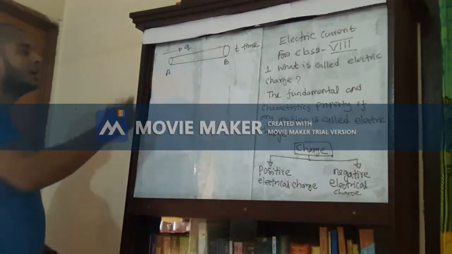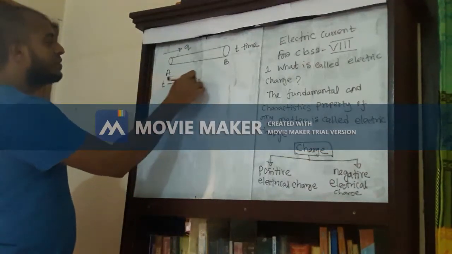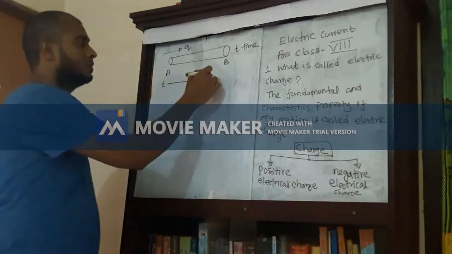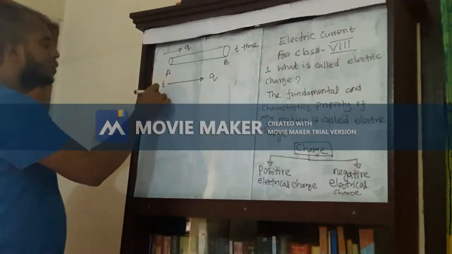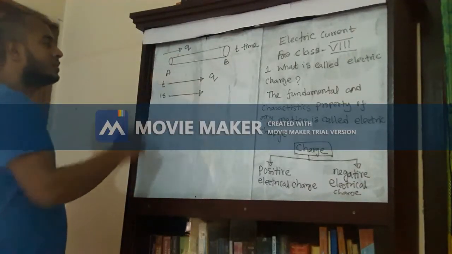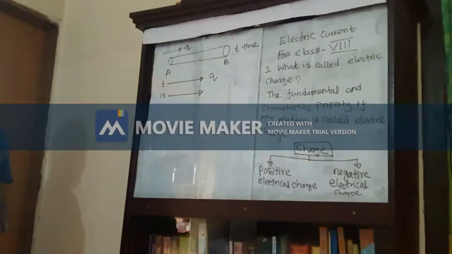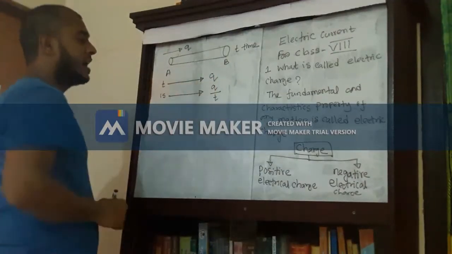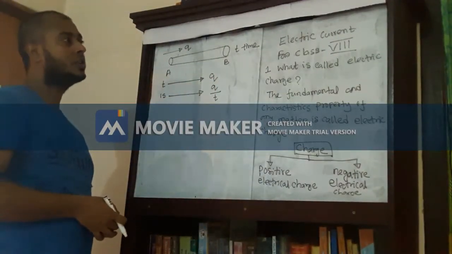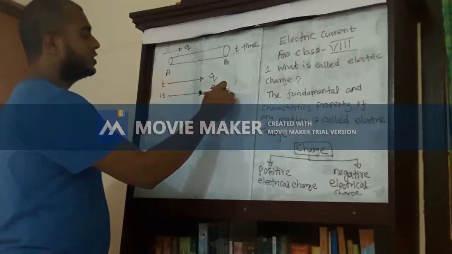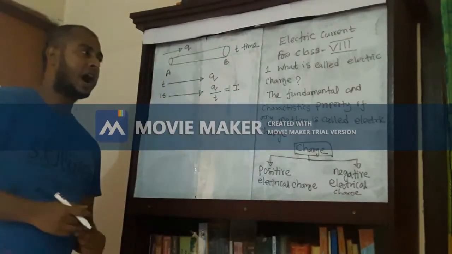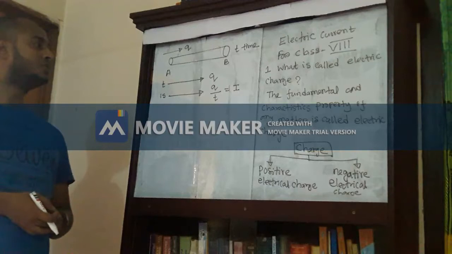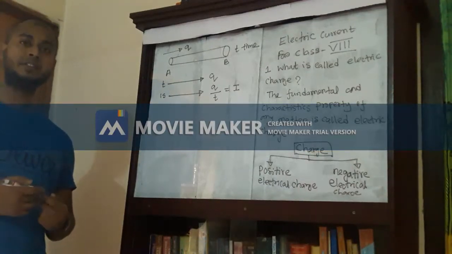So I can say that in t seconds, the amount of electrical charge passing through this conductor is Q. So in 1 second, the amount of charge that flows through this conductor is Q divided by t. This term Q divided by t is called current electricity or electric current, and it is denoted by I. Then I have to give the definition of electric current.